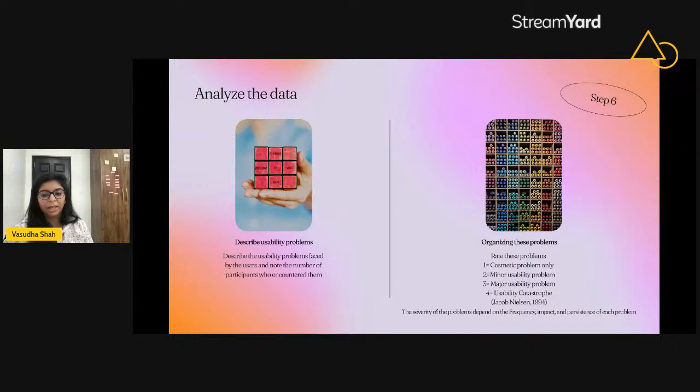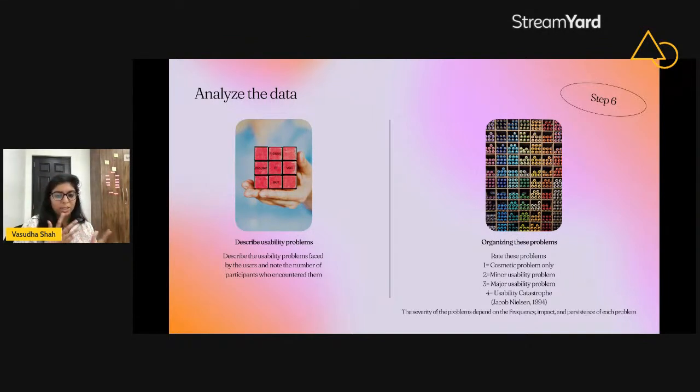So in 1994, Jakob Nielsen came up with these ratings: the severity of the problems depends on the frequency, impact, and persistence of each problem, right? So he rated these from 1 to 4. So 1 being a cosmetic problem only, it's not a huge problem.